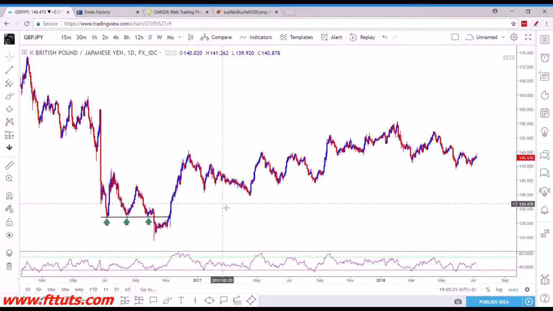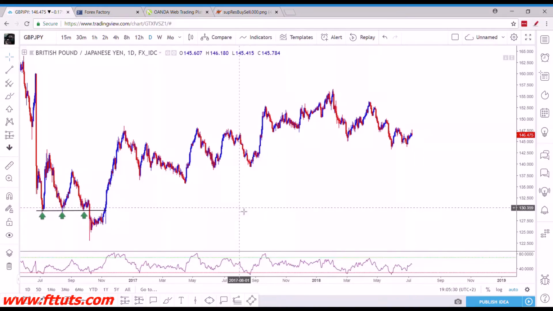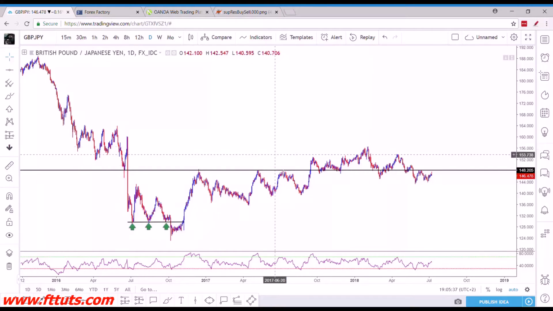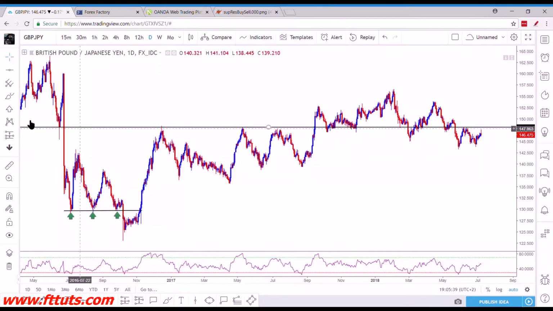So can we see any other? Let's think that resistance becomes support. So there's actually a really big one. I don't know if you spot it. It is this level. All right. So we could see price found support here, resistance, resistance, resistance, became support after breaking, support again, support, support, resistance.